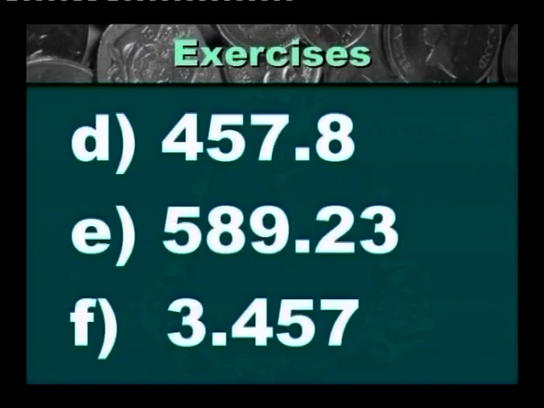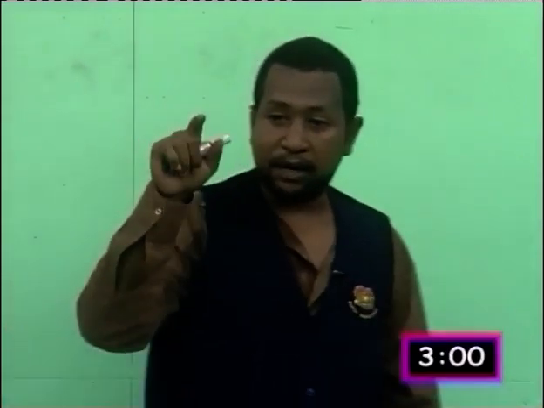and group 7 and 8, you find the value of 5 in the number 457.8, and group 9, you are going to find the value of 589.23. And for exercise F, we will do it together. Is that clear? Okay, you can start now. Just draw a place value chart and you place that number and you find the value of that number 5.